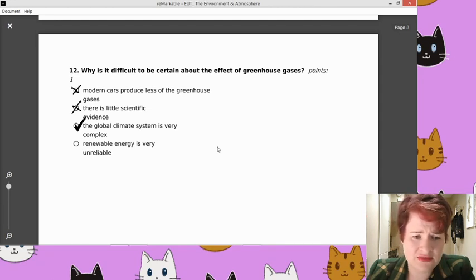Renewable energy is very unreliable. Some forms of renewable energy are quite unreliable, but not all of them. And that won't help us understand the greenhouse gases anymore. So that one's not even relevant.